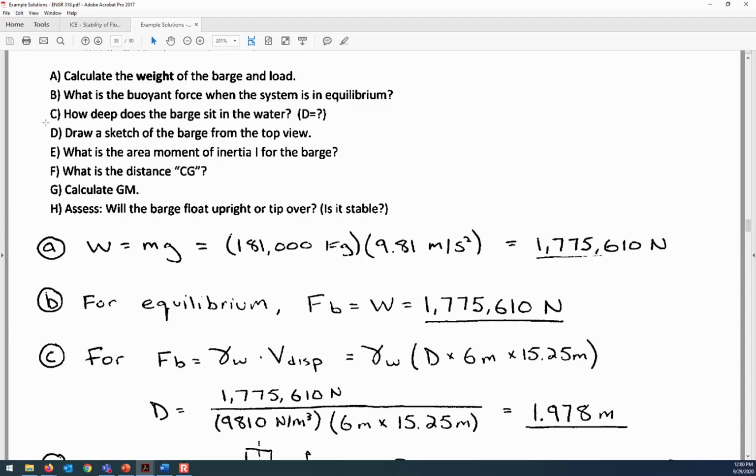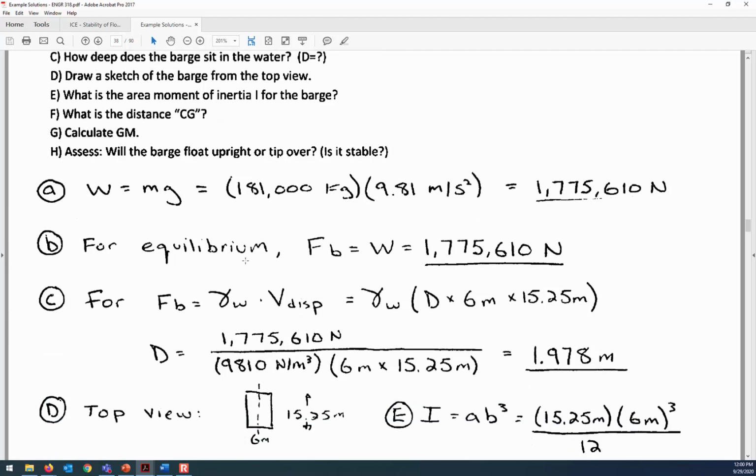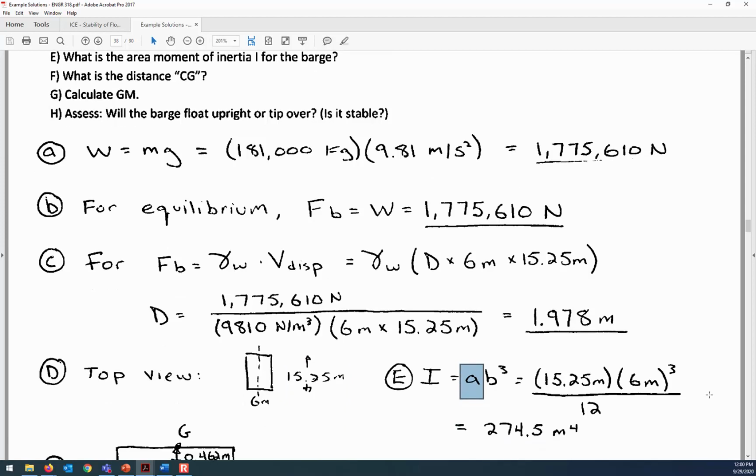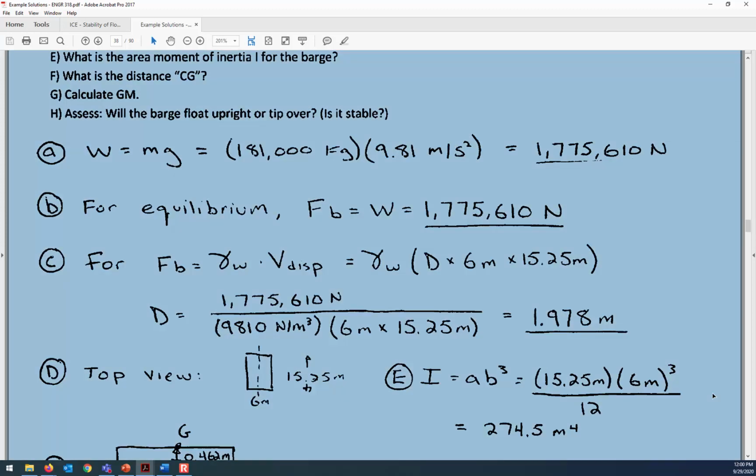Now, step D says, draw a sketch of the barge from the top view. The reason why I asked you to draw it from the top view is to help you calculate the area moment of inertia correctly. And so the width parameter, the smaller dimension of 6 meters, is going to be what we cube in the area moment of inertia. And the length of 15.25 is what we take to the first power. So the area moment of inertia then is 274.5 meters to the fourth.